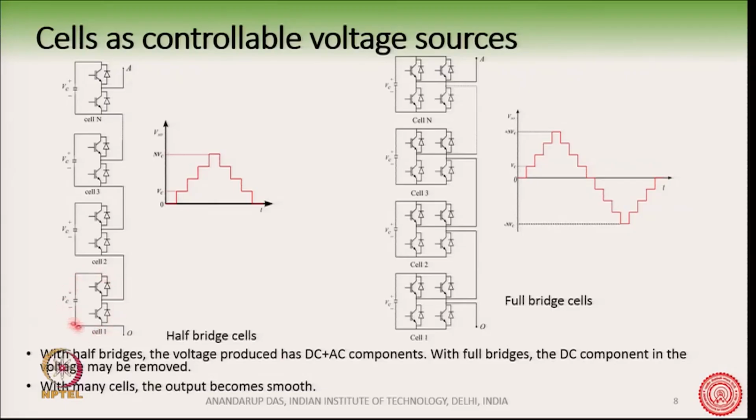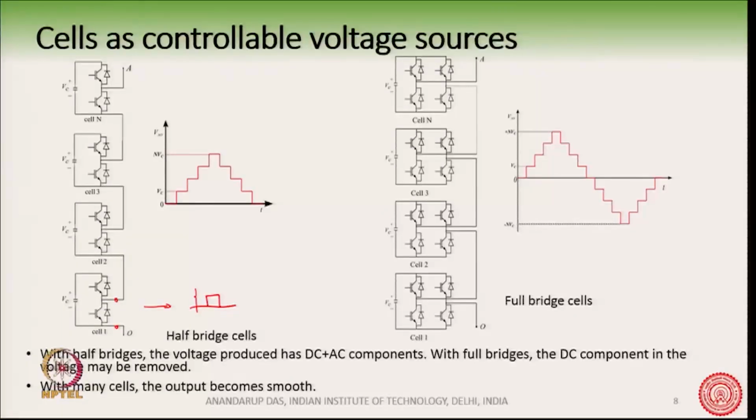With this one cell here, as we told you, the output of the cell can vary between 0 or Vc. 0 means when the lower switch is on. Then we get 0 voltage at the output, and this is the output of cell 1. So, if the lower switch is conducting, then we get 0, if the upper switch is conducting, then we get a voltage of Vc. So, the output of the first cell can be drawn like this.